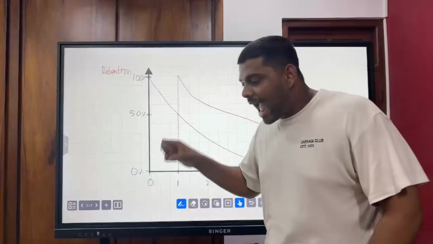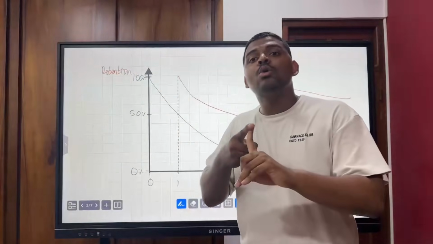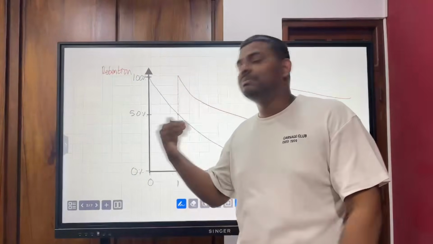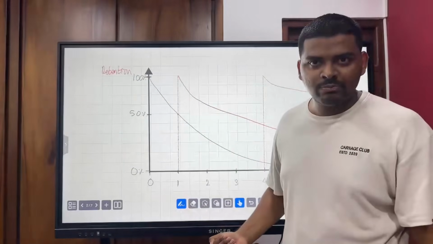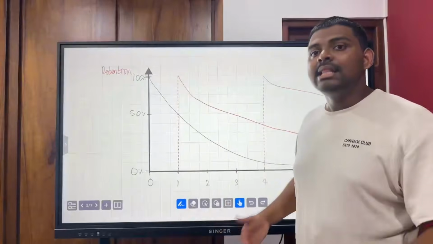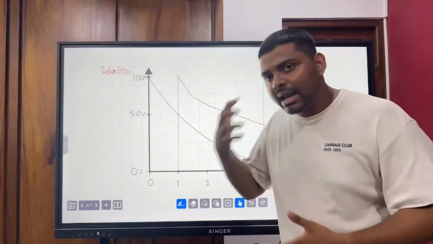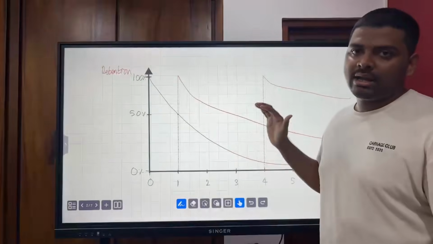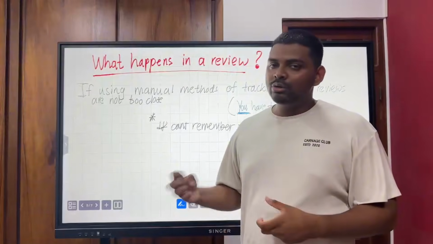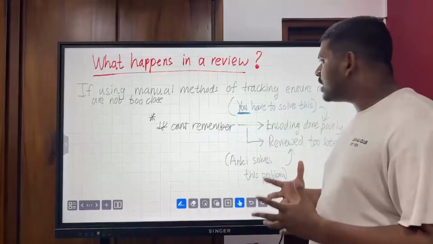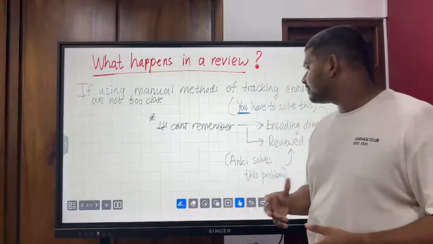So to make Anki work properly, the encoding should be done right. Once the encoding is done right, only then can the spaced repetition happen properly. So you can do spaced repetition manually, but it is a big hassle. That is why I am trying to implement Anki into our learning program. Alright, so this is spaced repetition. So like I told you just now, you can see what happens in a review, if you are using manual methods of tracking.